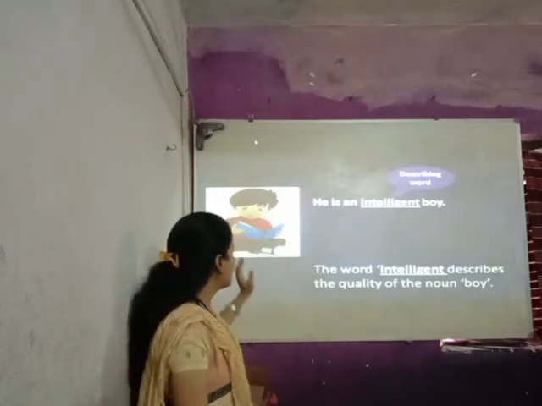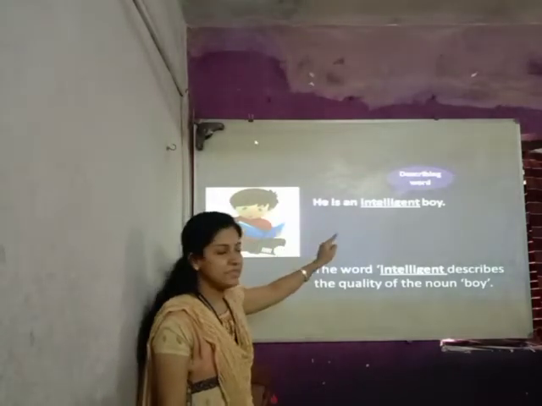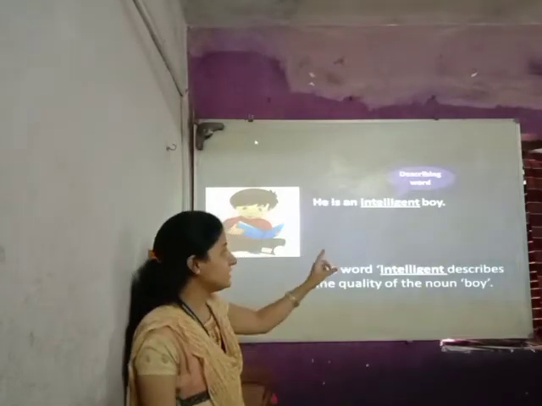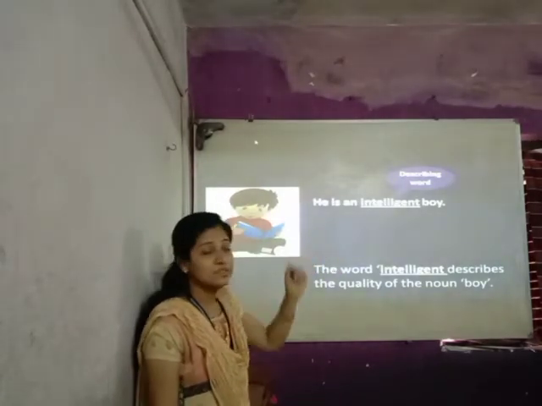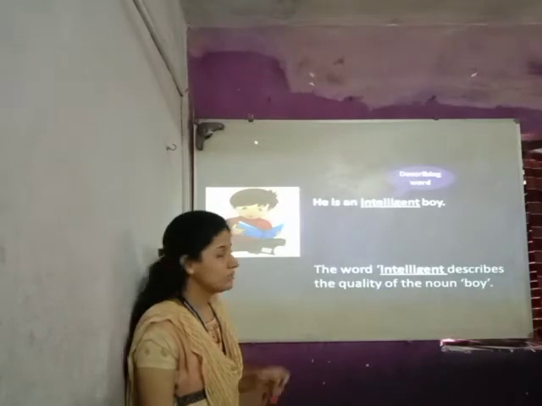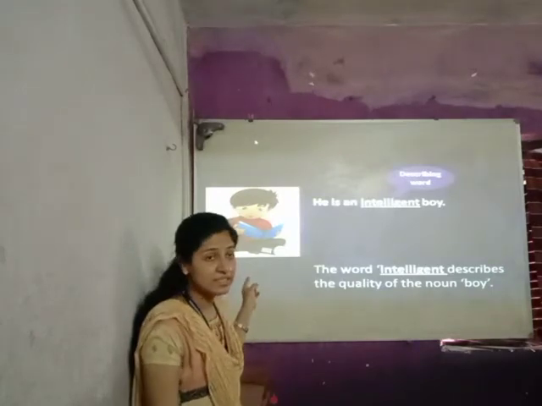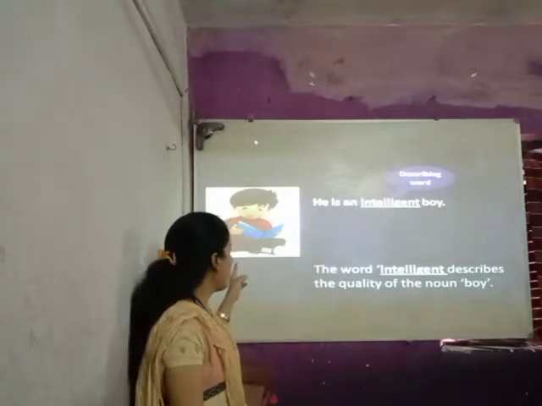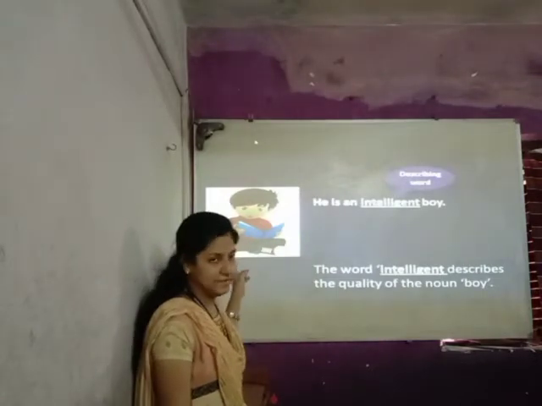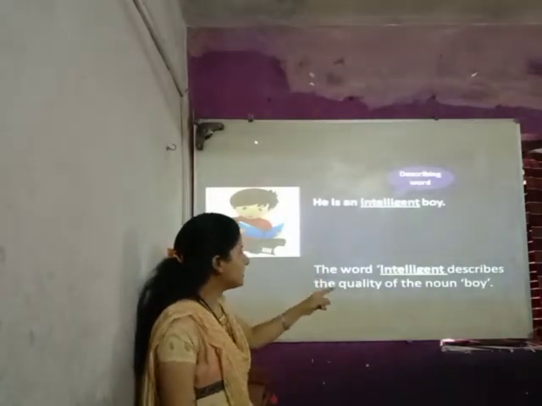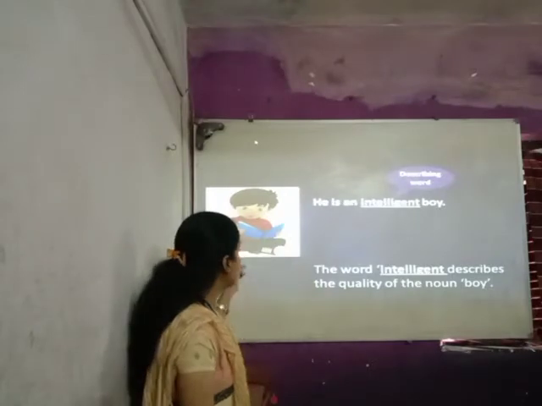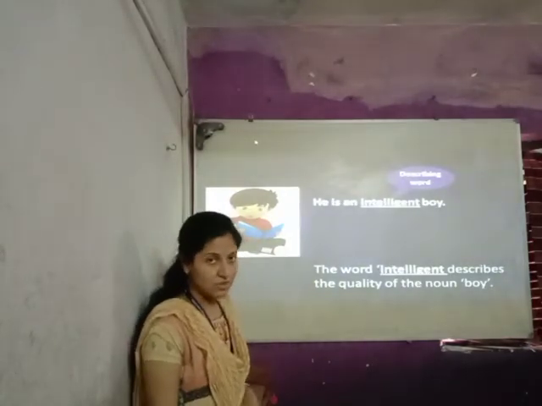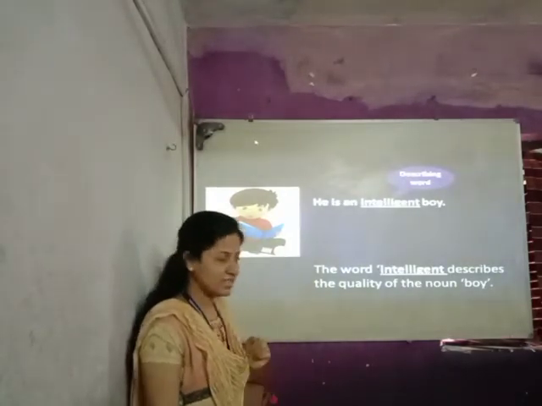So understood? He is an intelligent boy. In this sentence, intelligent is a describing word. Which is the describing word in this sentence? Intelligent. So, this boy is intelligent. Boy is a naming word and intelligent is a describing word. Now, let's go to the next example.